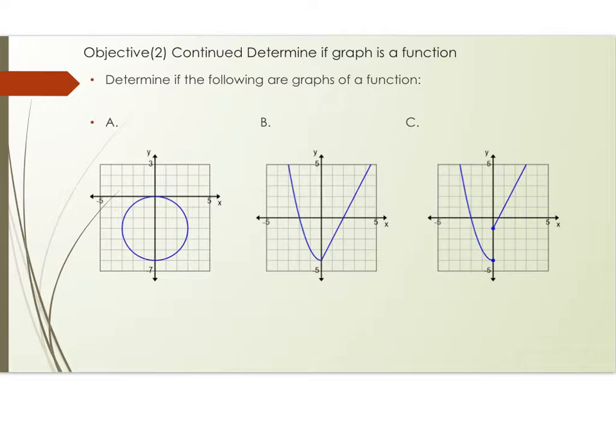Okay, so you should have found that there is only one function in these three graphs, and it is number b. B turns out to be the only function. Well, if we draw a line anywhere for the circle, we see that we hit the circle at 2 points, so this is not a function.